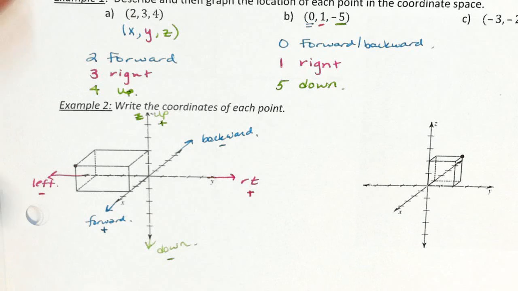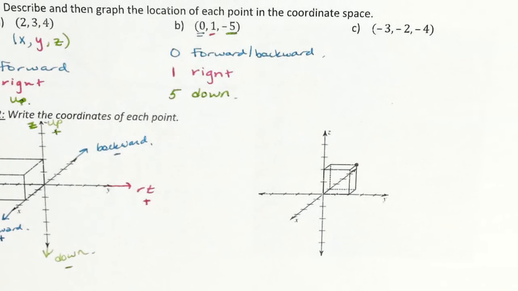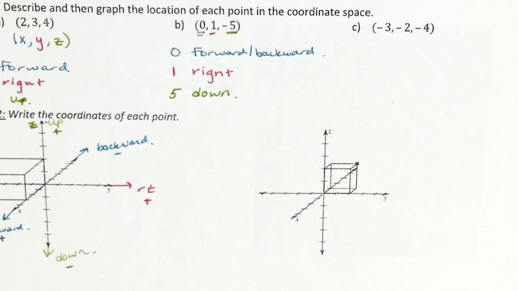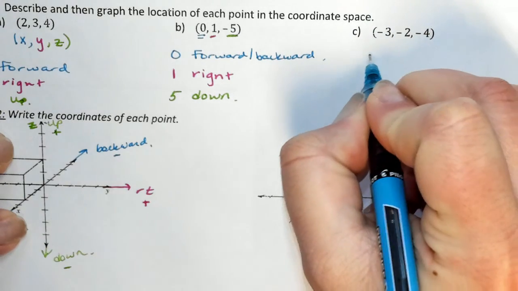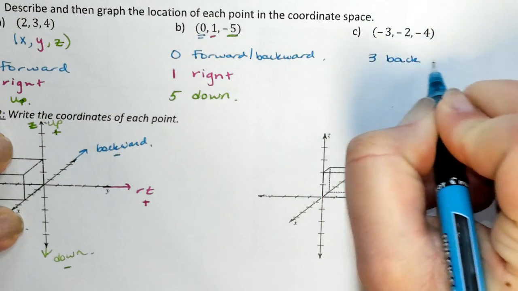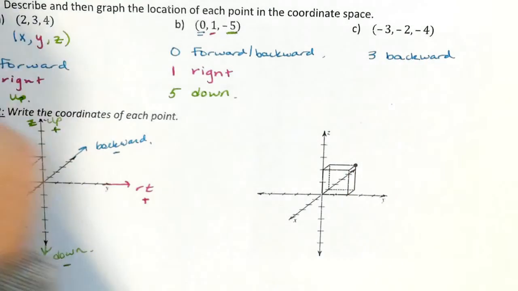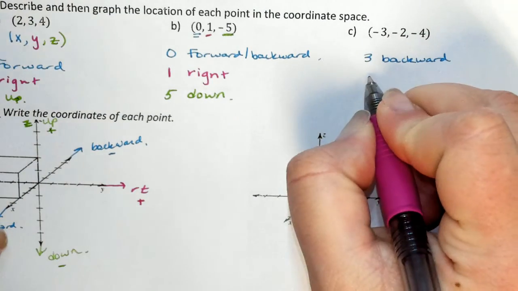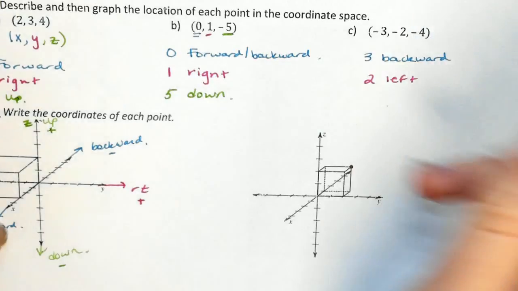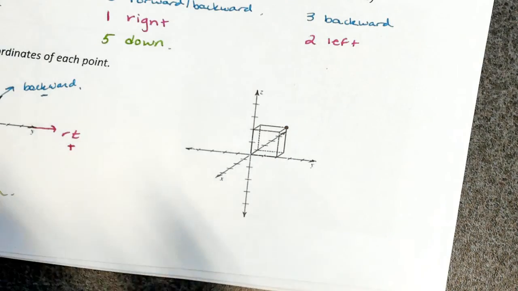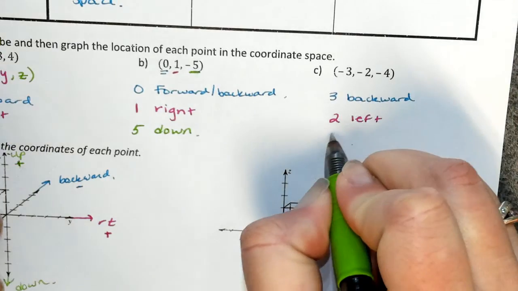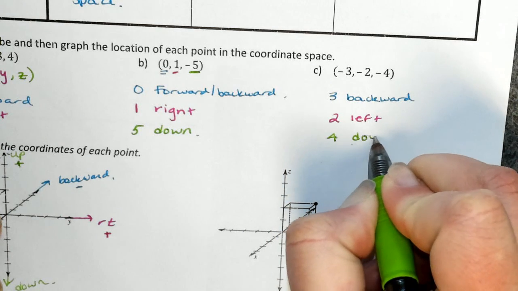Go ahead and try the last one on your own. Try C on your own. So this one moves 3 backward. It moves 2 left and 4 down.